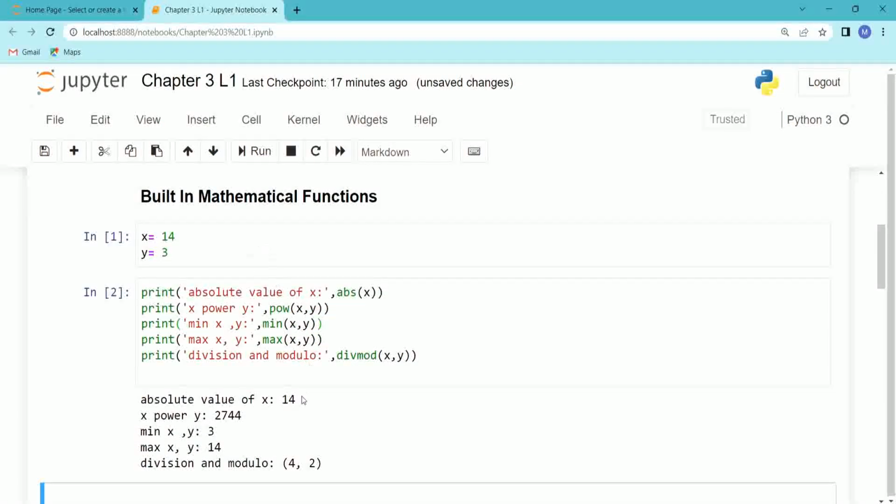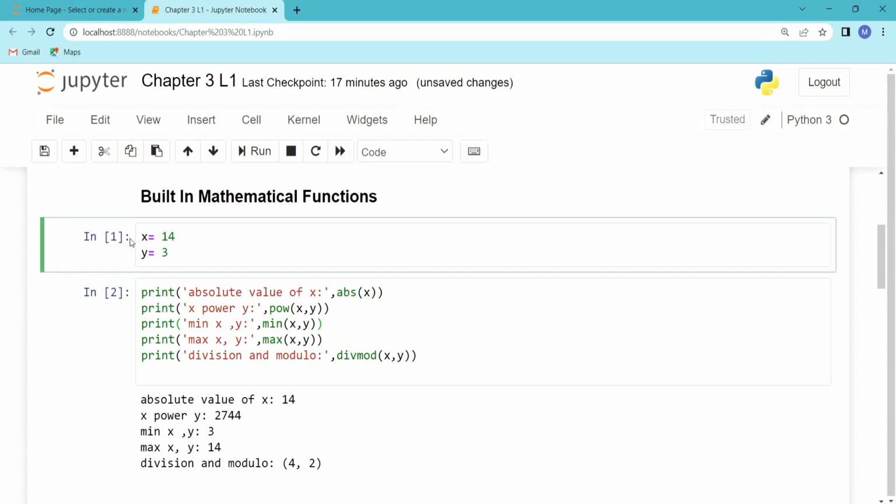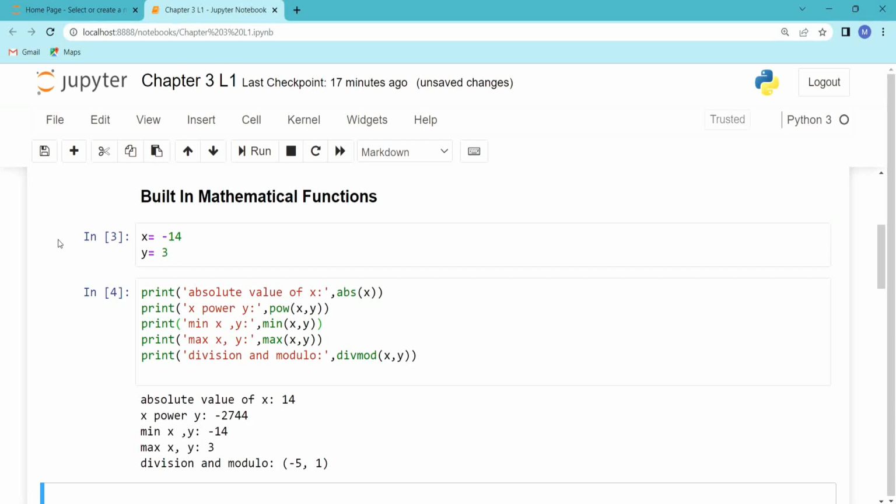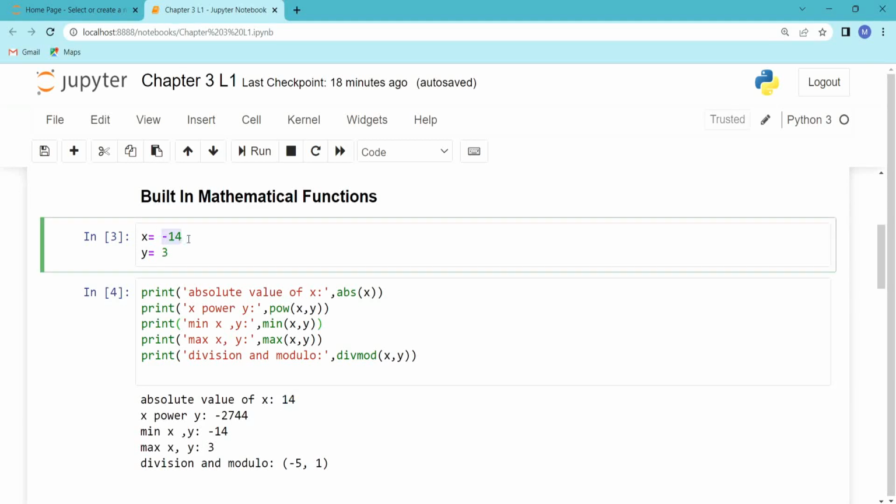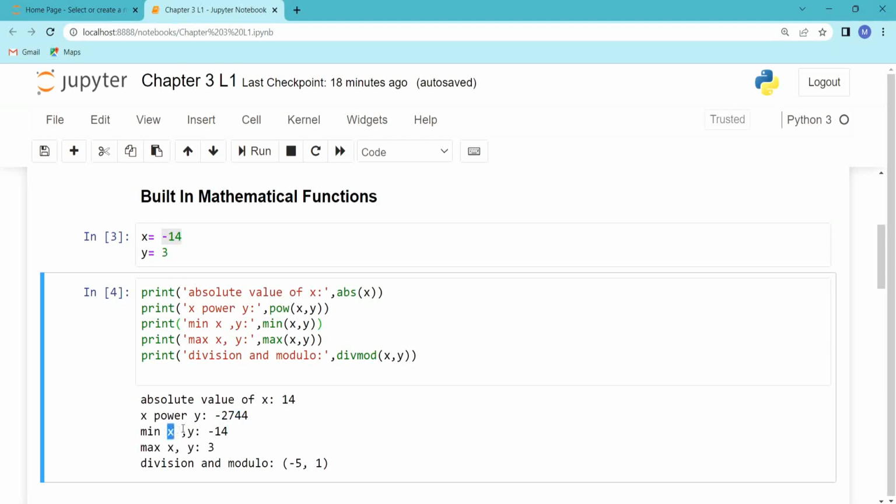So the absolute value of 14 is 14. If I change this 14 to minus 14, you can see the absolute value will be 14 only. Okay, then x power of y: minus 14 to the power 3 is minus 2744. Minimum of x comma y is minus 14. Maximum of x comma y is 3. Division and modulo, you can see it is giving an answer of minus 5 comma 1.